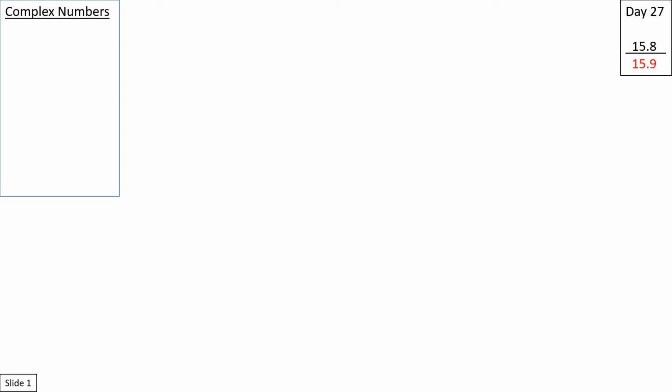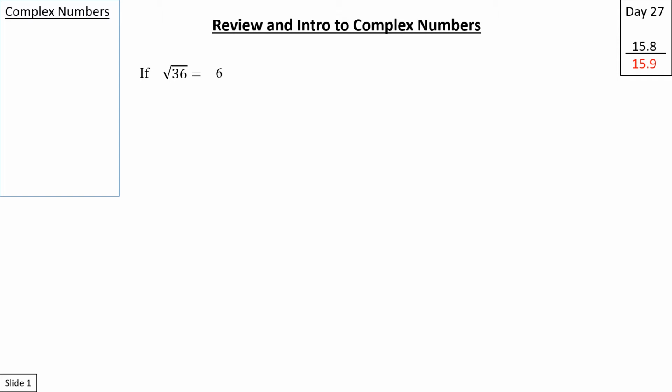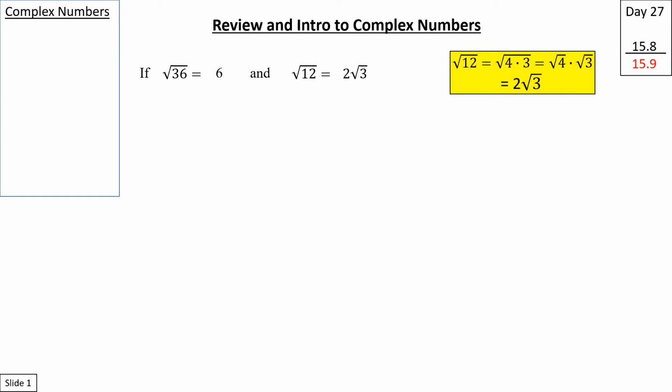Complex numbers. Let's start with a review, and then I'll introduce complex numbers. If root 36 equals 6, and root 12 equals 2 root 3, because we take the 12, break it up, it's 4 times 3, so root 4 times root 3, so that becomes 2 root 3.